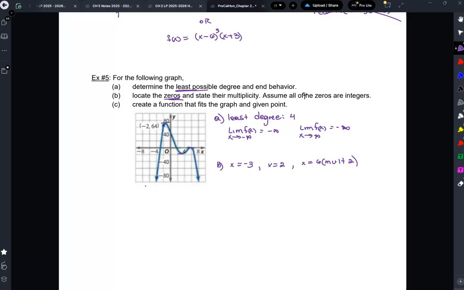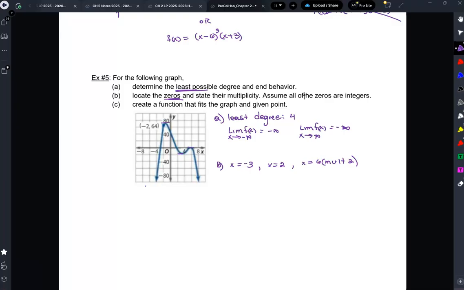For finding the least possible degree, would you use the zeros? No, turning points plus 1. How would you have any multiplicity? Because it turns around, it would just be multiplicity of 1. But the fact that it turns around means it's an even multiplicity.